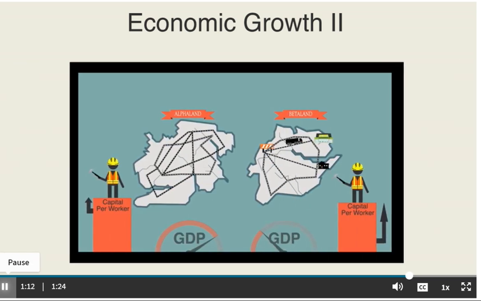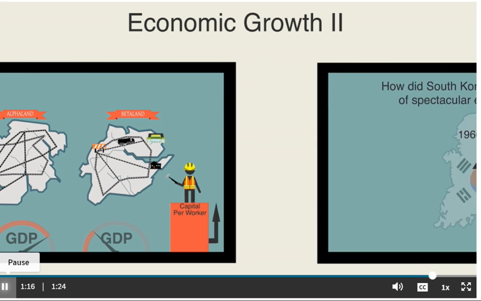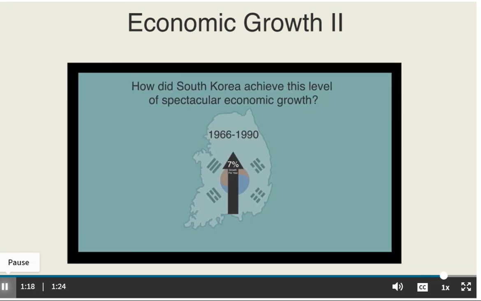We will then discuss the role of diminishing returns to inputs and the catch-up effect. We'll conclude by answering our initial question: how did South Korea achieve its spectacular level of economic growth? Okay, so we'll tackle this mathematics in small pieces.